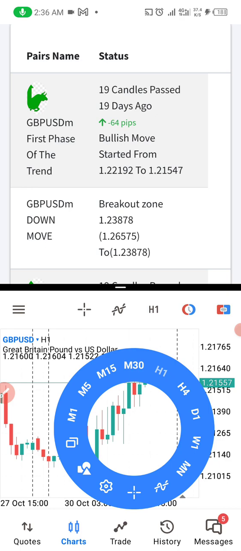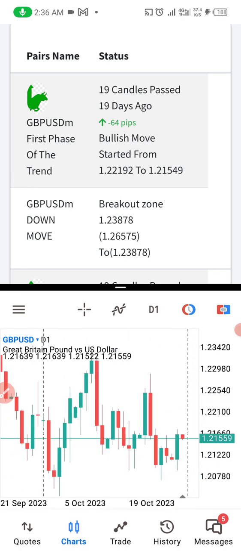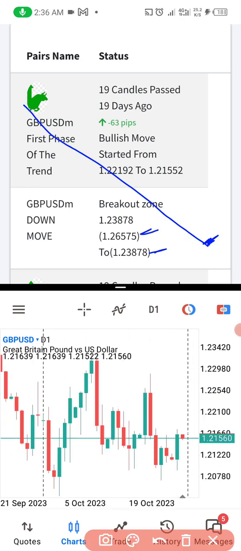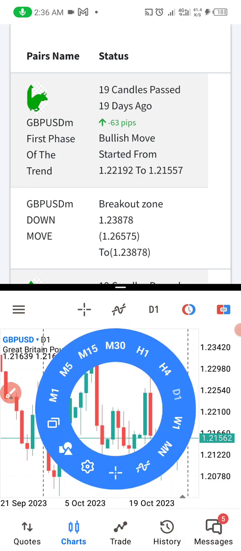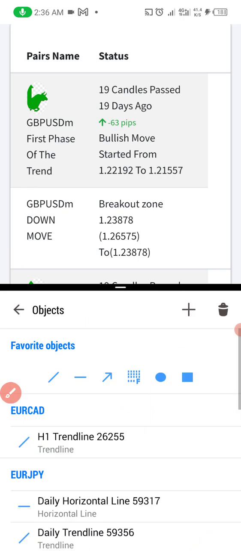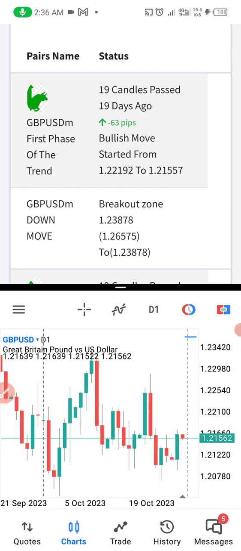Let's go to daily. This is daily. So look at the point A. This is point A. This is our breakout zone. So this is A to B. Do you understand? So if I plot, let's say, let me draw a horizontal line. It's pretty simple. You don't need to be doing all this, but I just want to explain something to you.